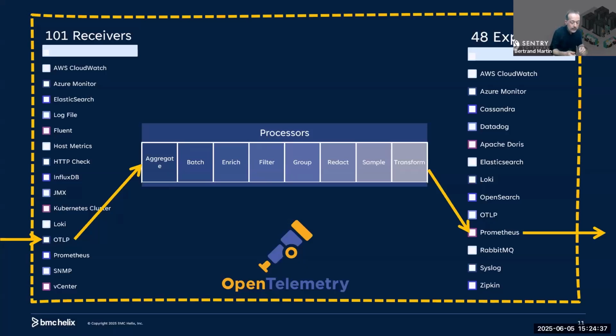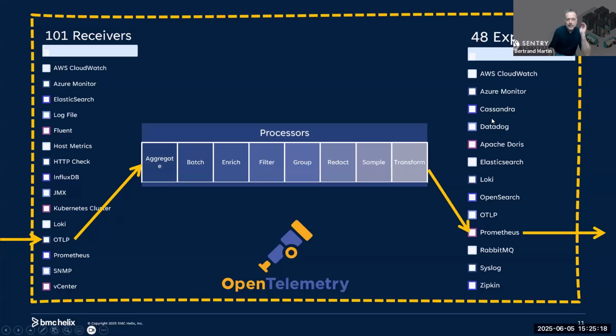And then this data, which can be metrics, logs, or traces, is then pushed into processors. And there are many different processors in the OpenTelemetry collector for aggregation, for enrichment, for filtering, because you maybe don't want everything that has been received here, or grouping, redacting, if you want to remove sensitive information, sampling, because you don't want all the data, transforming, etc., and also batching to make sure that you don't kill the observability platform in the backend.